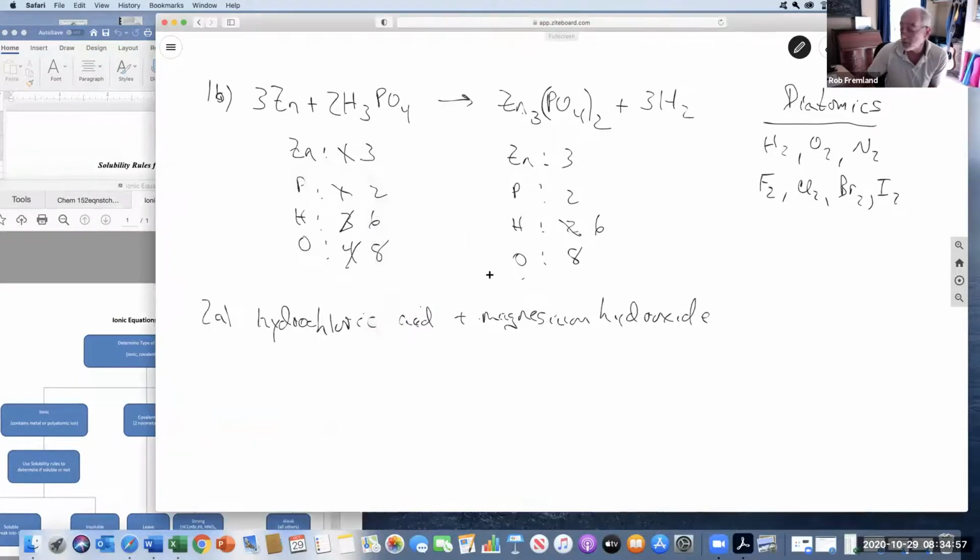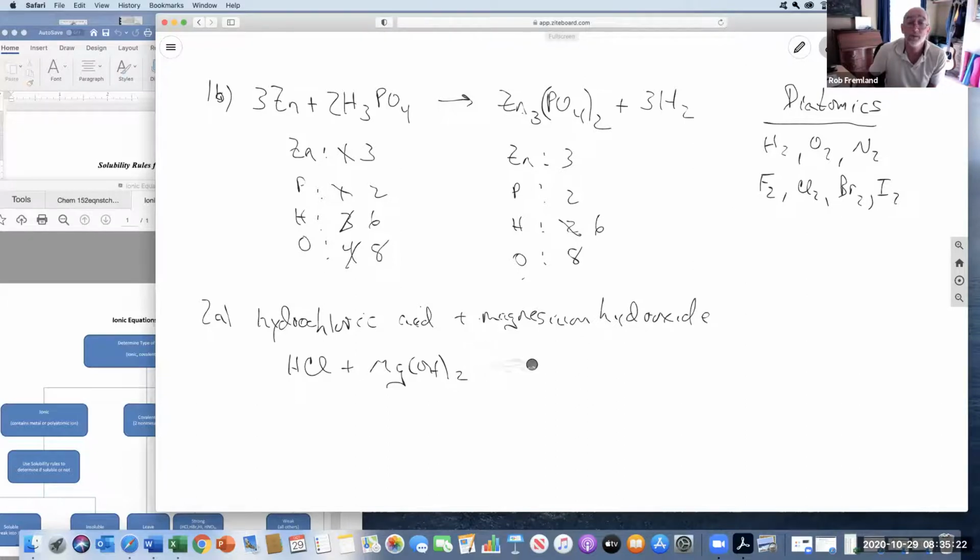All right, so the first thing we need to do is write the balanced equation. So this is the nomenclature piece. So hydrochloric acid is, so hydro means it's a binary acid. That means it's going to be H. And hydrochloric means it's chlorine, so it's HCl. Magnesium is a +2. Hydroxide is one of your polyatomic ions. It's a -1.